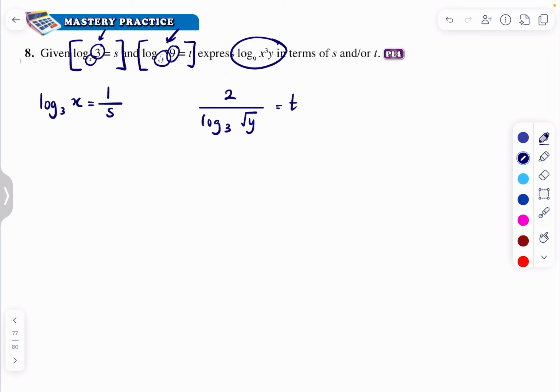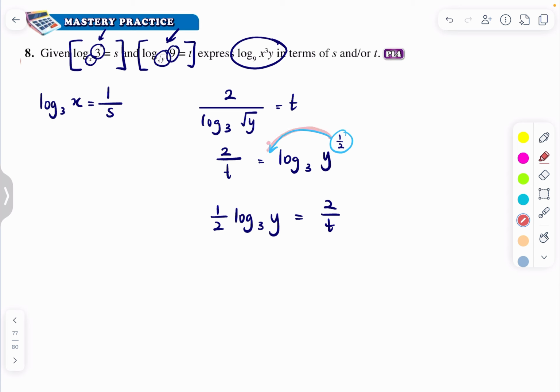Okay, and then we can swap these two. So you can say 2 over t equals log_3 √y. And this √y also, whenever you have square root, it is y to the power of 1 over 2. So 1 over 2 we can bring forward. This becomes 1 over 2 log_3 y equals 2 over t. I just brought this 1 over 2 forward, then I just rearranged it.